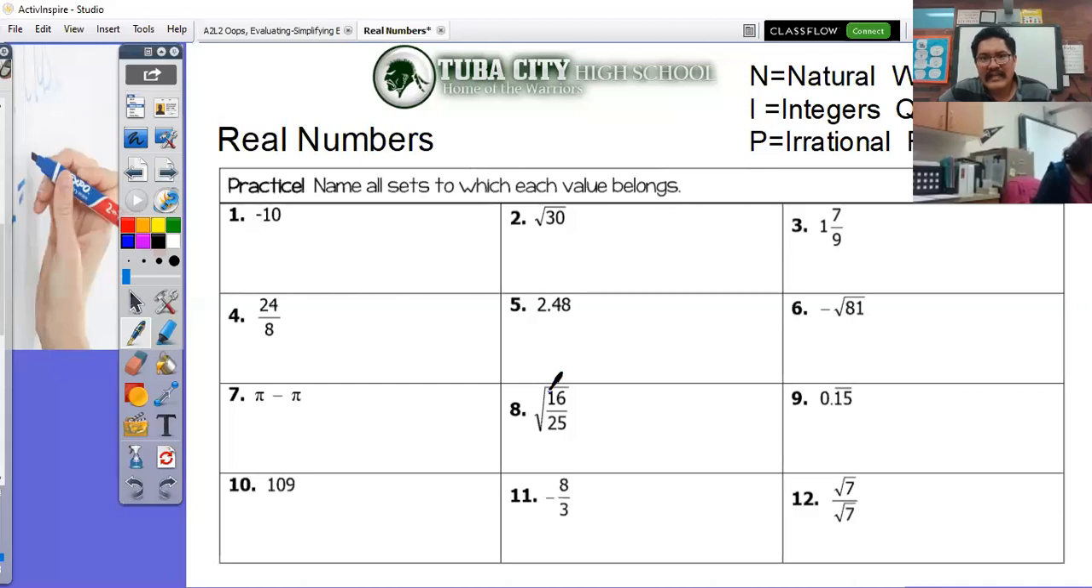So let's look at this first one, -10. What you could do is start from the top, like natural numbers, and work your way down. So -10 is not natural. It is not whole. It is an integer, so let's go ahead and put the mark for integer, I. It is rational, so let's go ahead and put Q.